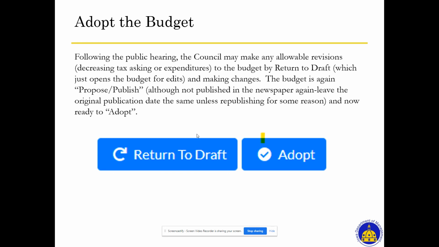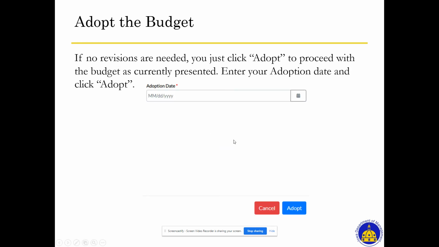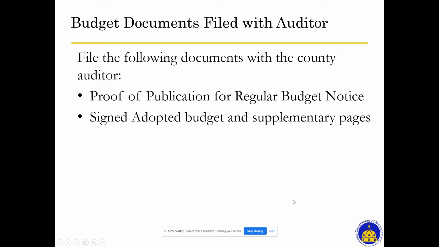But if everything's good, then you are ready to adopt. So you select that option. If no revisions are needed, you just click adopt to proceed with the budget as currently presented, enter that adoption date, and then select adopt. If you've adopted it in the system, then you're going to go to your county auditor's office and file the filing documents. You're going to give them a proof of publication for that budget notice, and then a signed adopted budget. That adopted budget summary has a place for signatures and all your supplementary pages.